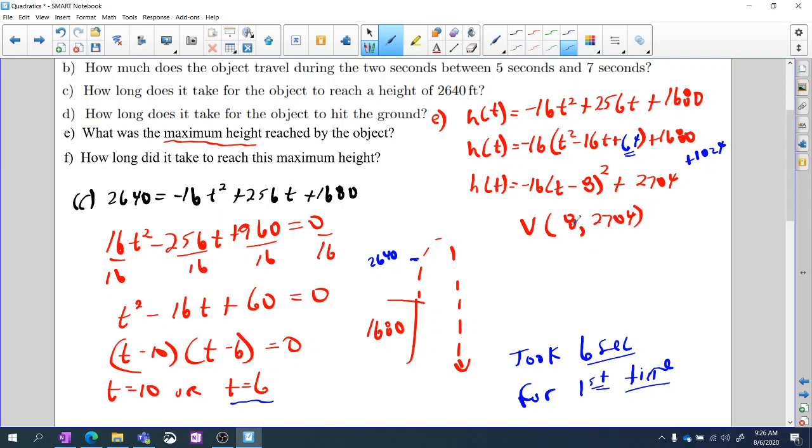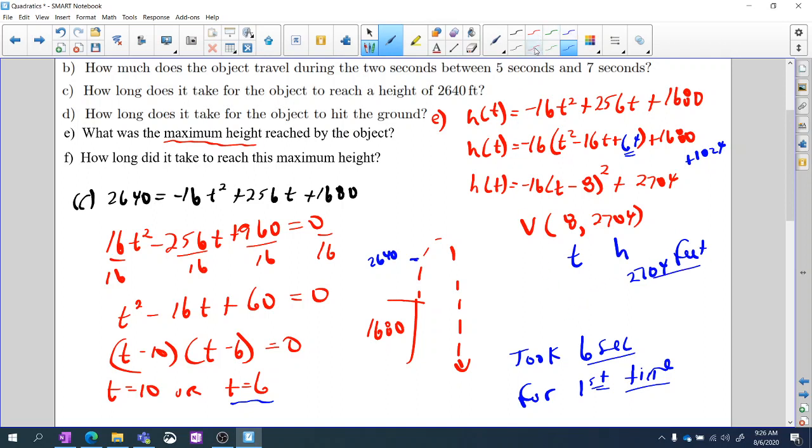So what does this mean? Well, instead of where the x usually is, this is your t, that's your time. This is your height, where your y usually is. The question says, what is the maximum height? So the answer to part E is 2,704 feet.